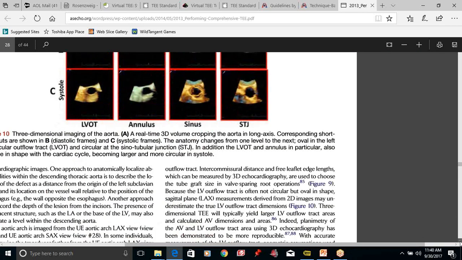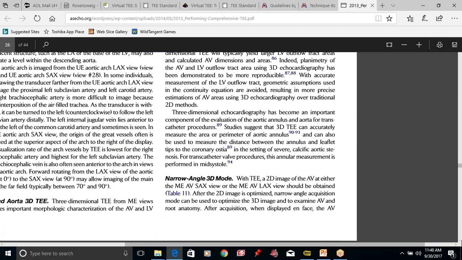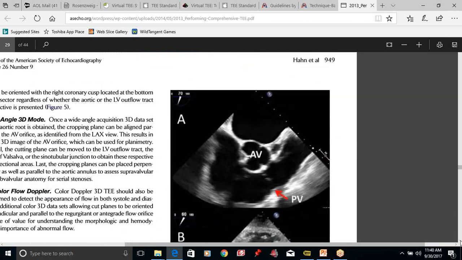Because all they're going to do is put a structure somewhere and ask you to say where it's located. And so you just have to know the different structures.